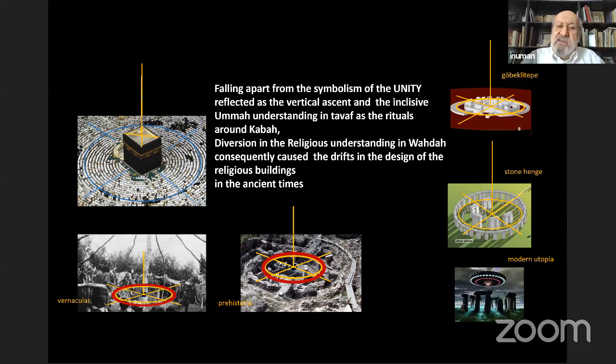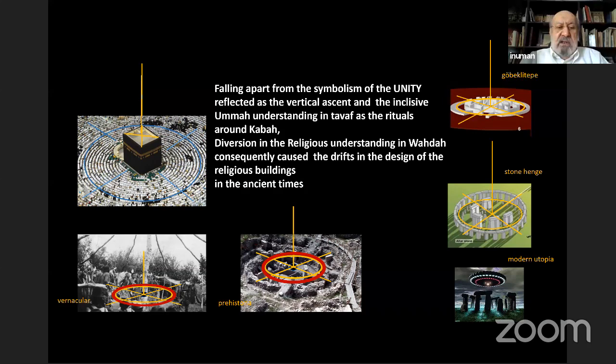There are diversions in the religious understanding from waqta, which consequently caused the drifts in the design of the religious buildings in the ancient times. Because we know that Islam was brought to Adam, but they refuse, they divert from Islam, they divert from Adam's and Nuh's and other prophets' religions, and they went to their multi god prayers.